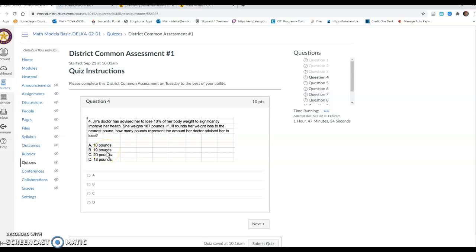It's tricking you by putting 10 pounds because that seems like that would be a pretty decent amount of weight to pull off. And then 20 pounds, that's rounding up, but they didn't tell us to round the answer. They said to round her weight already. And then 18 pounds is not going to work because that's 1 pound under. So again, it was trying to trick you. Okay, moving on.